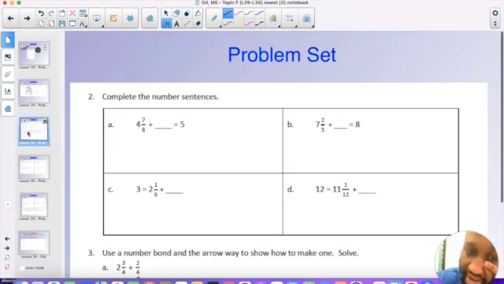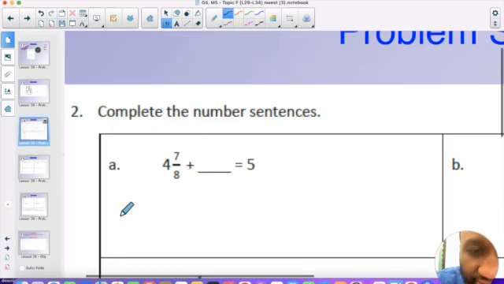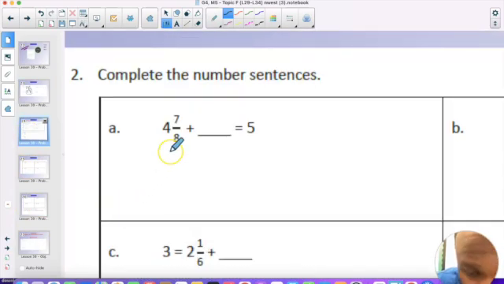All right, looking at 2A, same thing. What I have to do is figure out how much more I need from 4 7/8 to get to 5. I need 1/8 more, because 1/8 will make another whole, and 4 plus 1 makes 5, so it would be 1/8 to make 5.